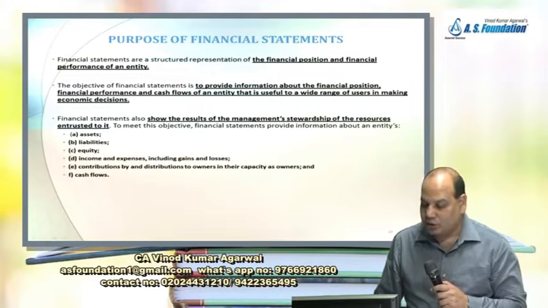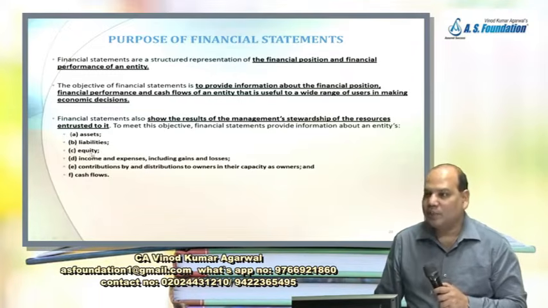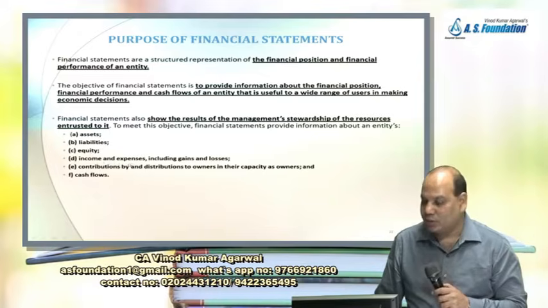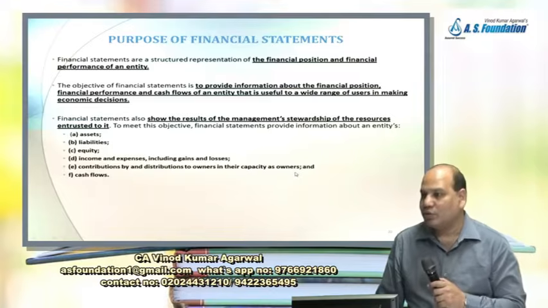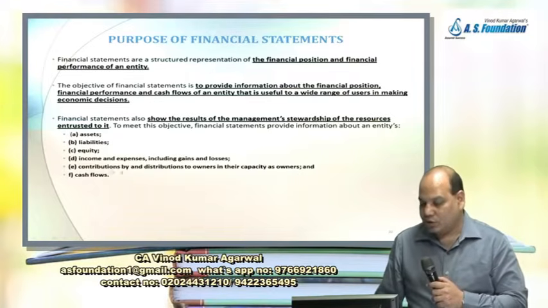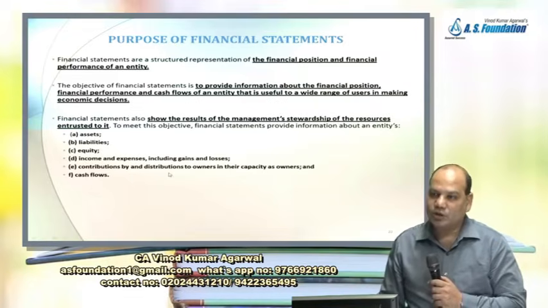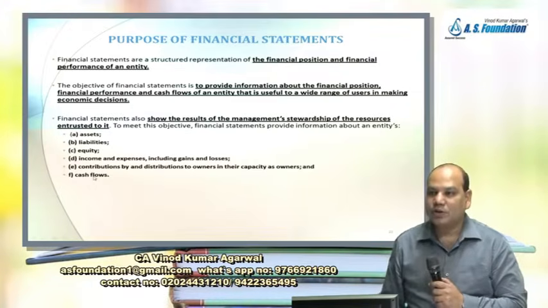Then what is equity? What is the owner's capital invested? Then you get to learn income and expense through the statement of profit and loss. You get to learn about contribution by and distribution to owners in their capacity as owners. This transaction with owners will be shown in which statement? SOCIE.